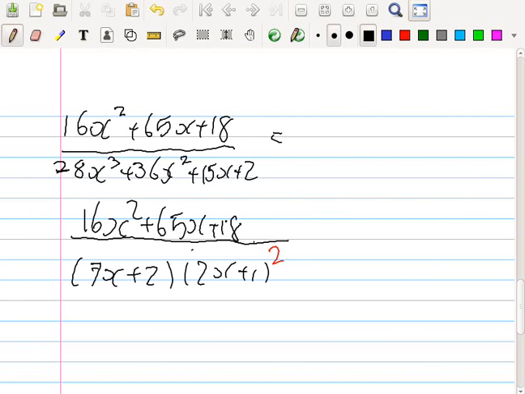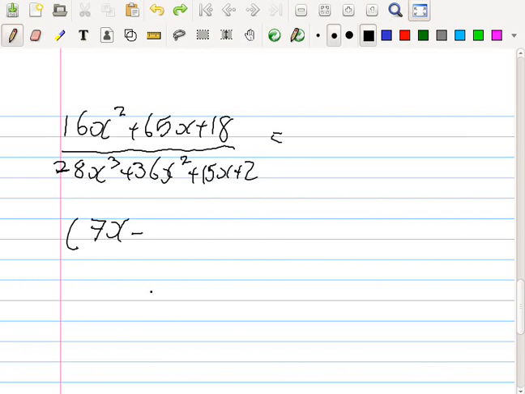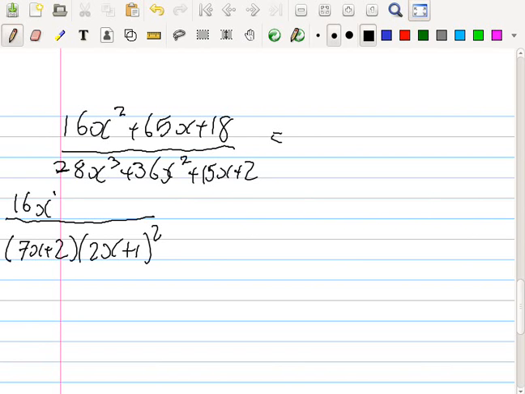Now actually, I'm going to write this again, but more to the left because I need more space here. So you don't need to rub out anything. Can someone just read out those two factors again to me? Alright, what was the first one? 7x plus 2, and then 2x plus 1 squared, all over 16x squared plus 65x plus 18.